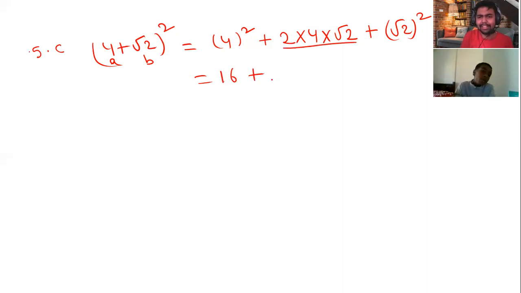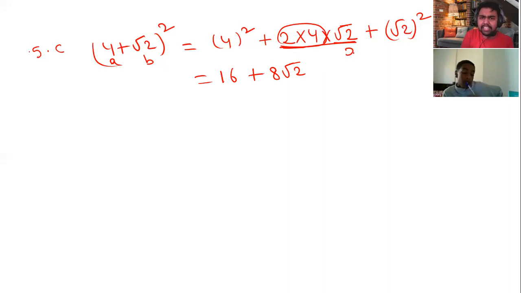And this whole thing will be 2 multiplied by 4, 8. 2 multiplied by 4 is 8, root 2. So 8 root 2. Right. How does root 4 come? Because you multiply. Here I multiplied these two together. So you should multiply 2 by AB.